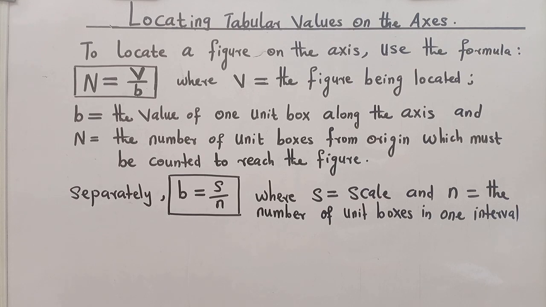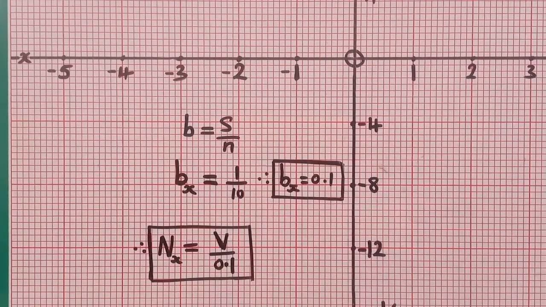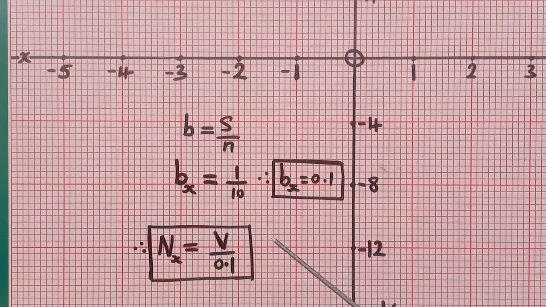Let us use the foregoing case, the case of plotting the table we have been plotting before, to see how exactly this formula can be used. Let's see. What you see on the screen is a procedure for getting the formula for finding a value on the table along the x-axis. Don't forget I said earlier that the formula for finding the location where a value on the table is on the axis is N is equal to V over b.